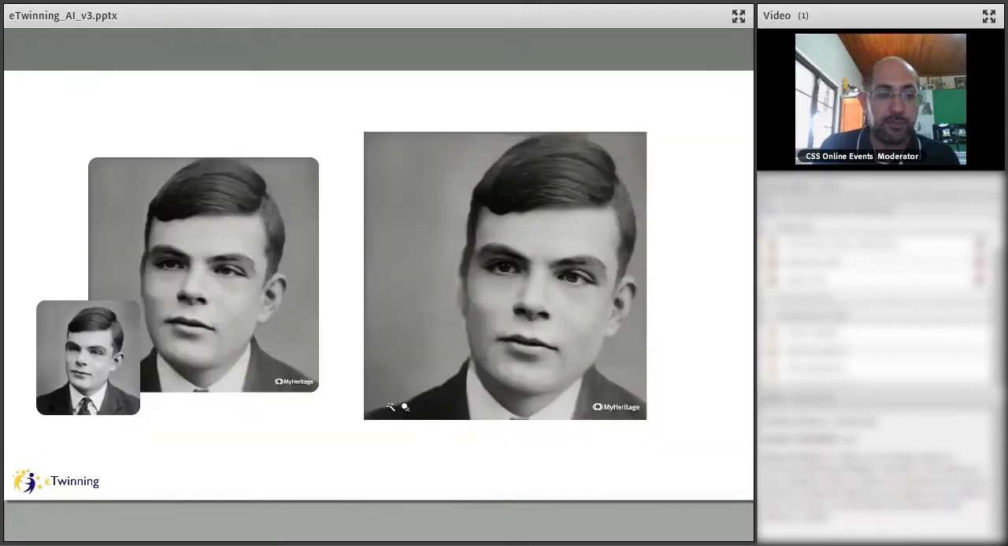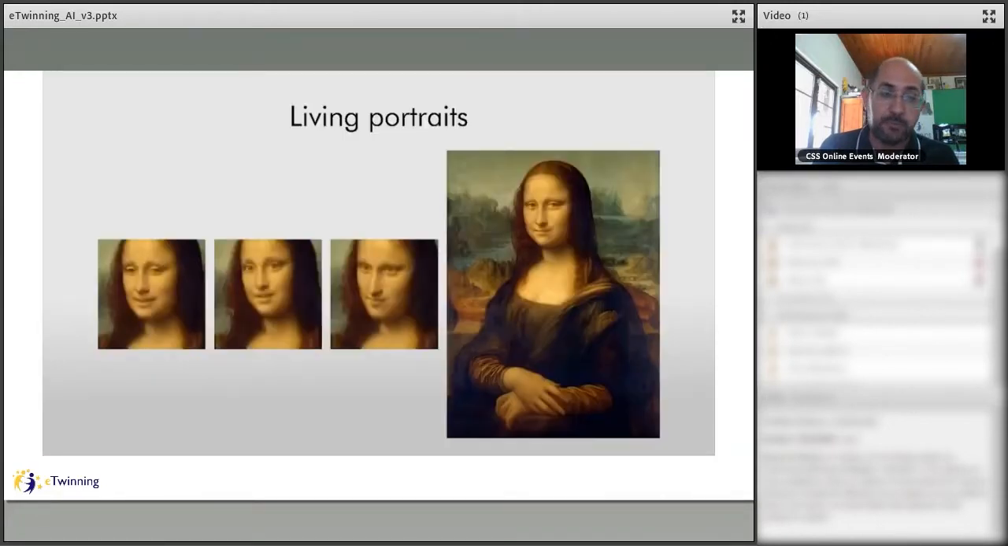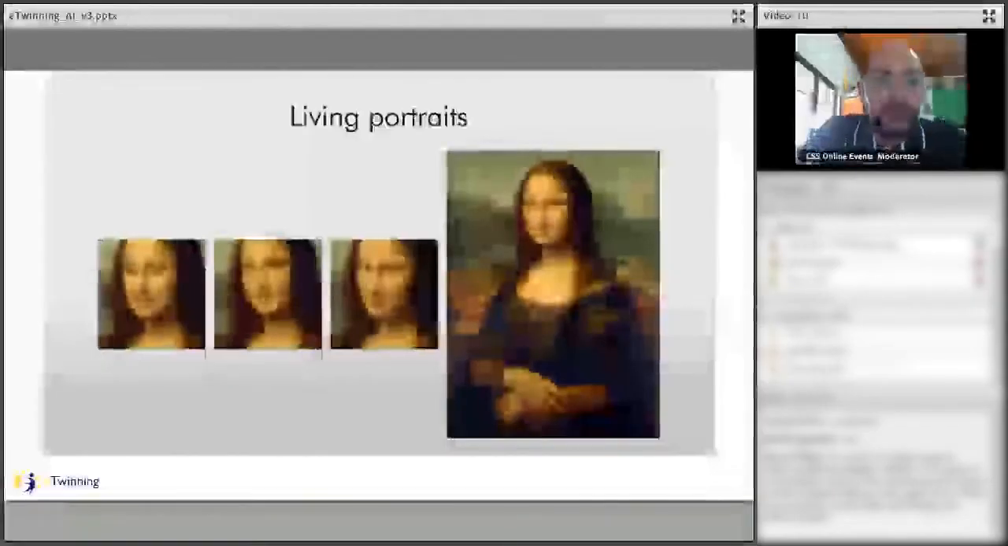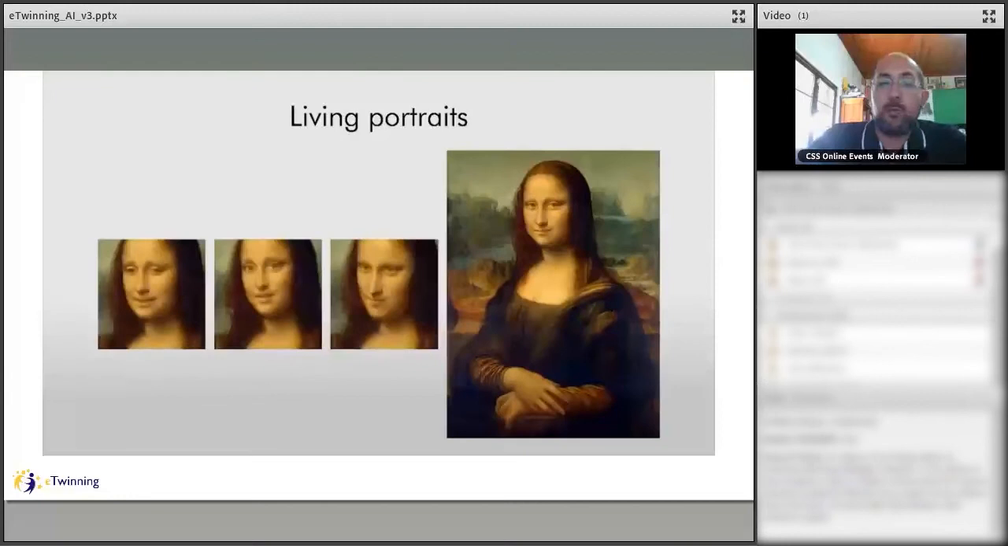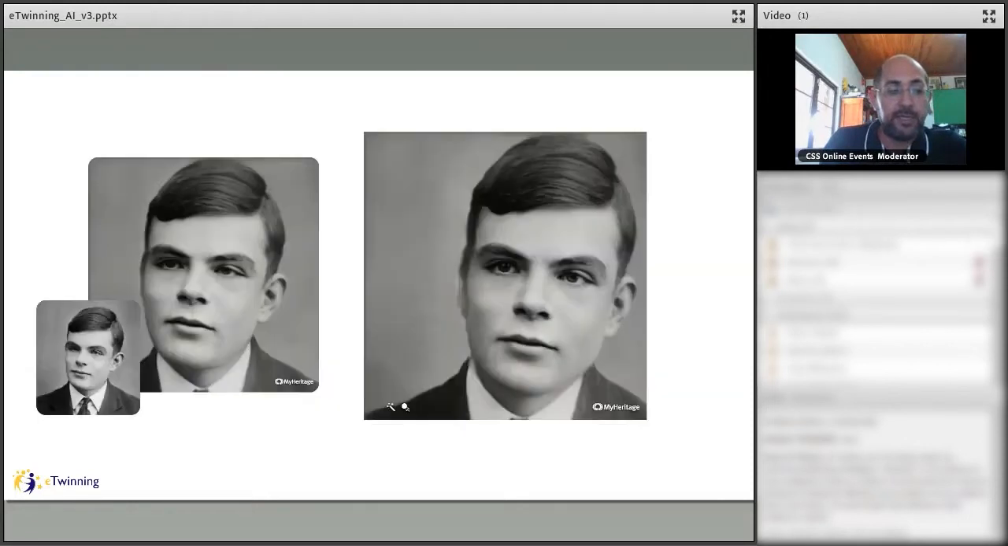The video here is not working, sorry, because I just embedded my presentation here on Adobe. But what AI is able to do is, with just one picture, and in this example it is the Mona Lisa painting, make animations with that. If the video was working you would be able to see it, but in this case it's not, so this is just to give you an idea. It's not exactly the same thing as seeing the video, but nevertheless.